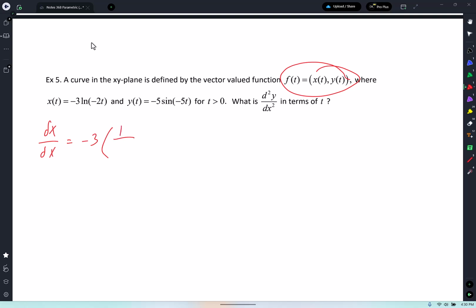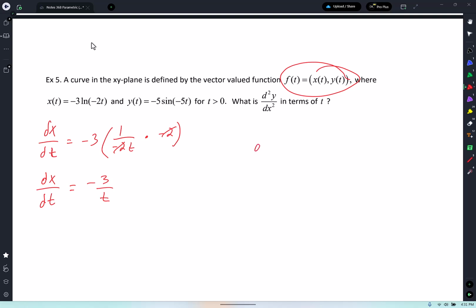1 over -2t times -2. So dx/dt, sorry, that looks like dx/dx. There we go. Equals, let's see, those -2's cancel out. -3 over t. I don't see any issue right now. I think we're okay. Are we okay?